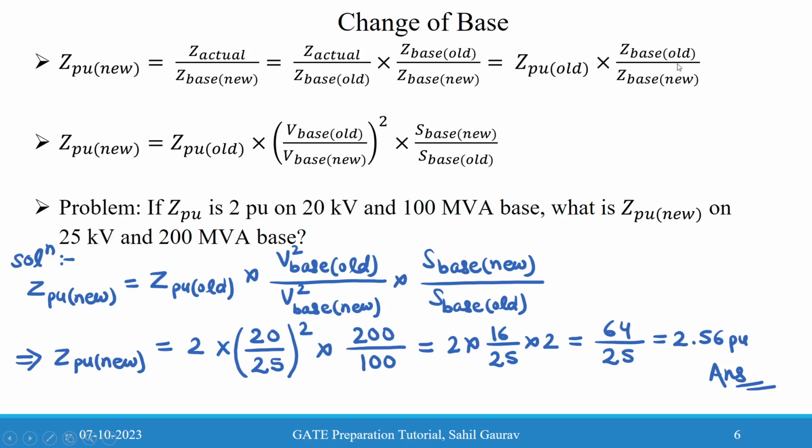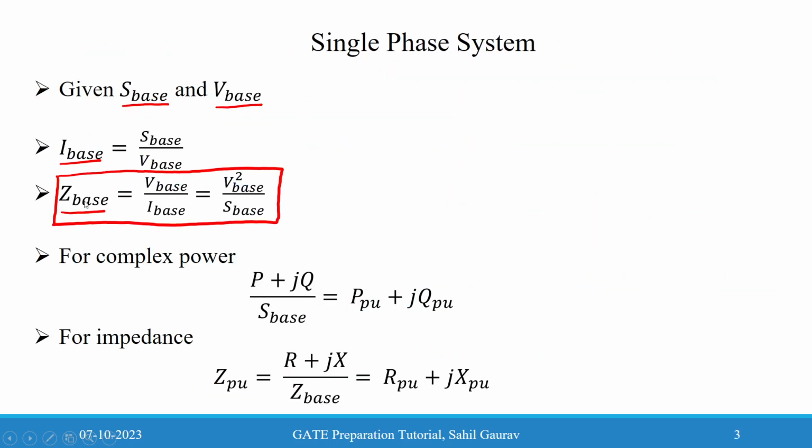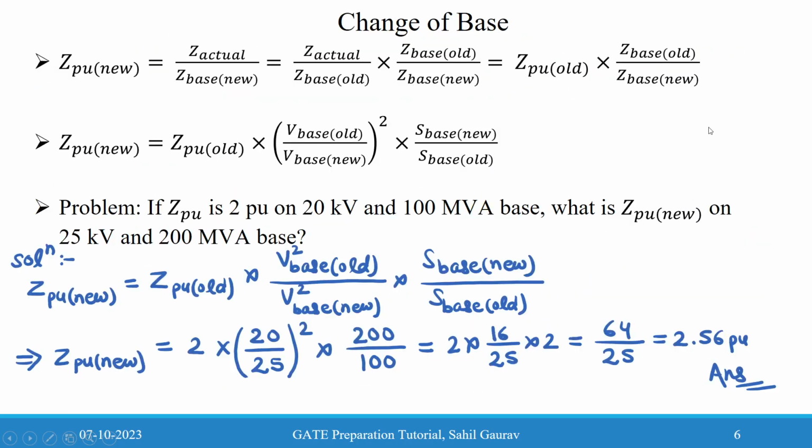Now we will use the expression Z base equal to V base square divided by S base. So we are going to put it here. You will get Z per unit new equal to Z per unit old multiplied by V base old square divided by V base new square, multiplied by S base new divided by S base old.